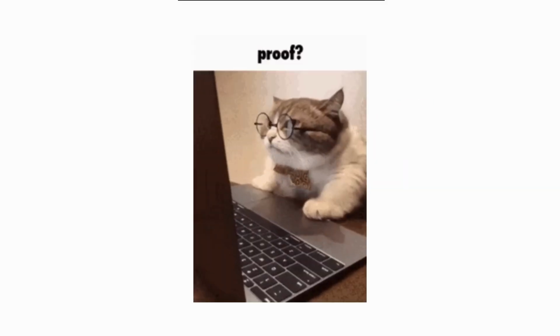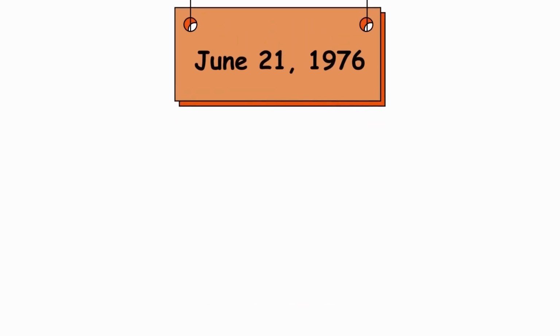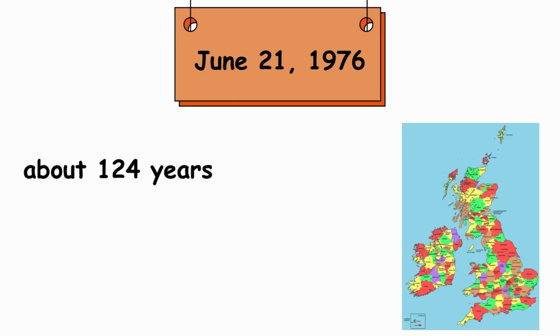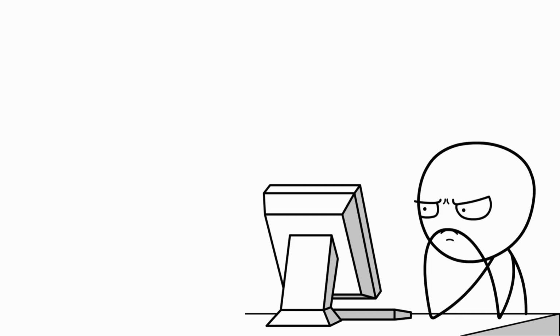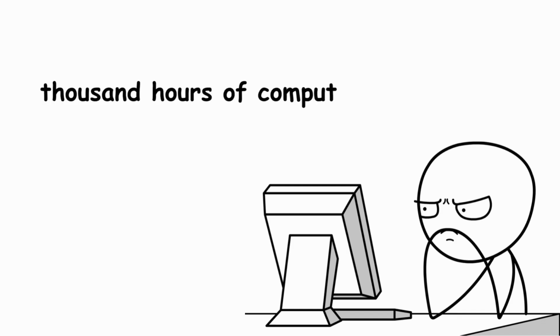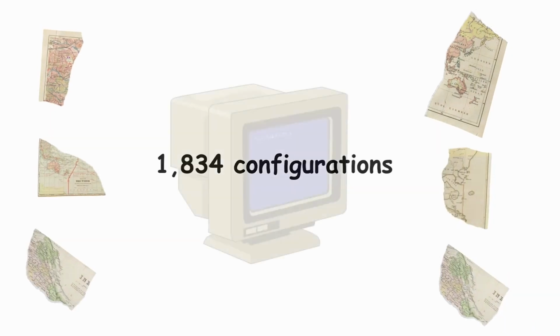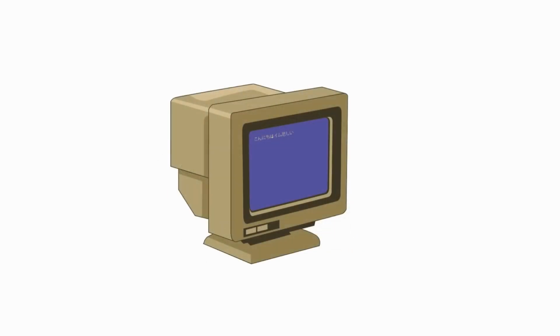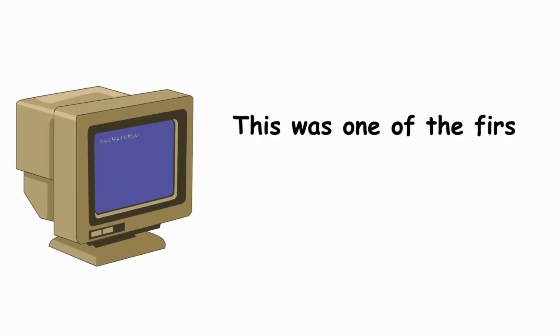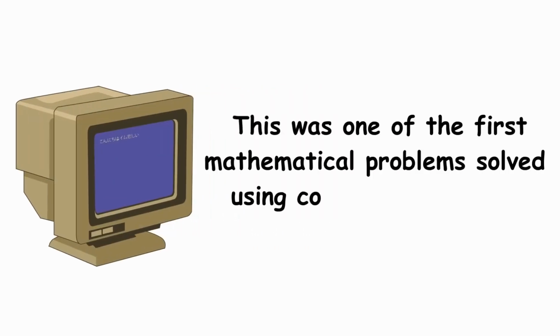As for the proof itself, it appeared on June 21st, 1976, about 124 years after the initial proposal of the problem. The proof cannot be explained in its entirety here, mainly because part of it was just 1,000 hours of computer brute forcing, but it essentially involved breaking every possible map down into 1,834 configurations and then plugging them all through a computer. This was one of the first mathematical problems solved using computers this way.